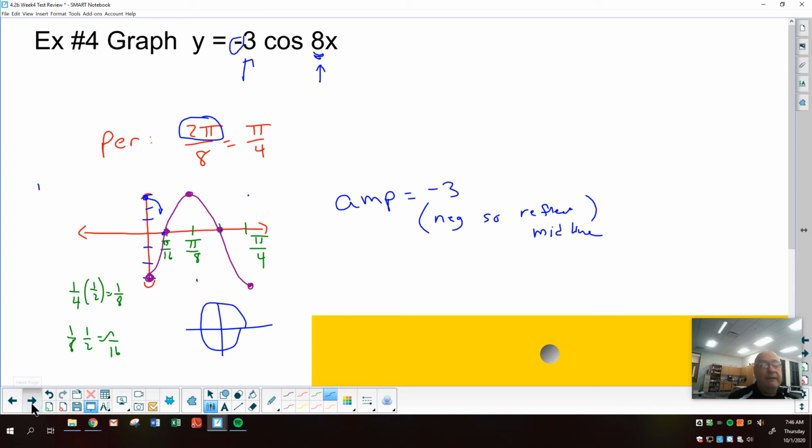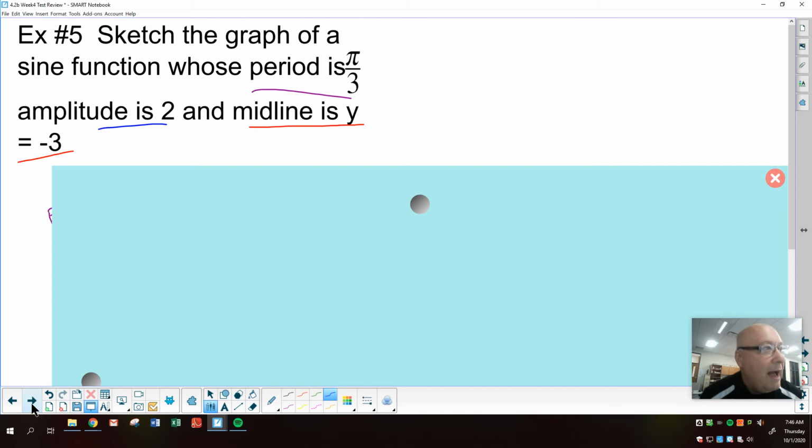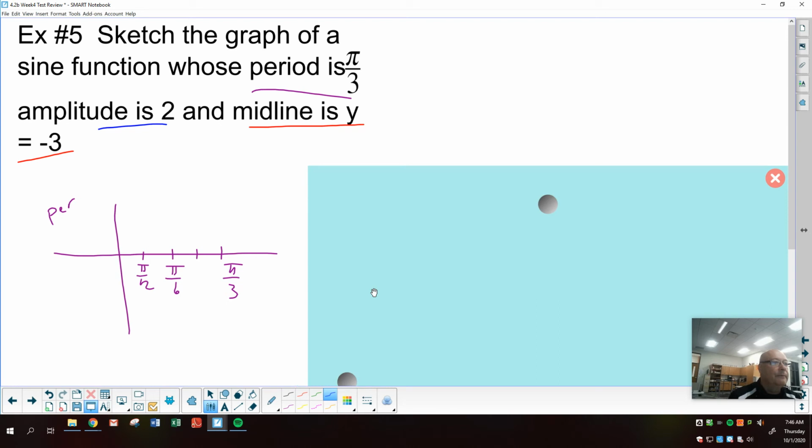And example 5. Sketch the graph of a sine function, now it has to be sine, whose period is pi over 3, amplitude is 2, and midline is -3. So I kind of did this in backwards order. My period is pi over 3, so I put my 4 marks, or 8 if you want to do these middles, which is fine.